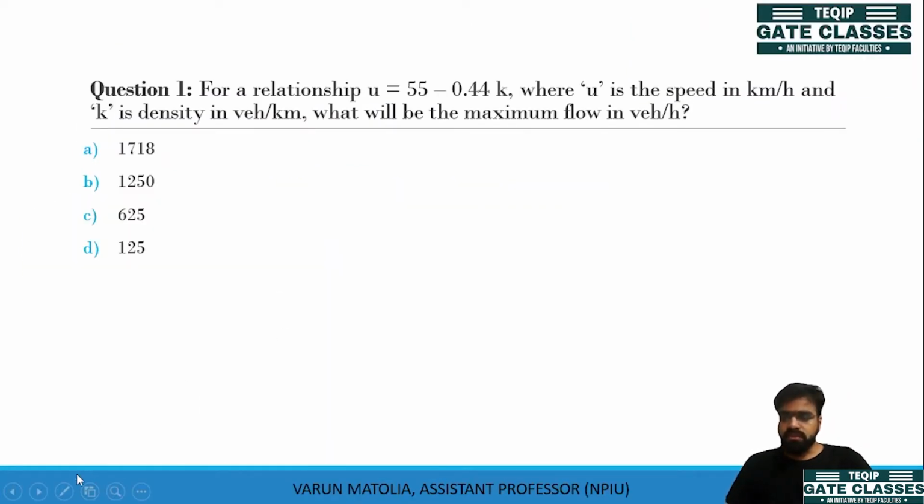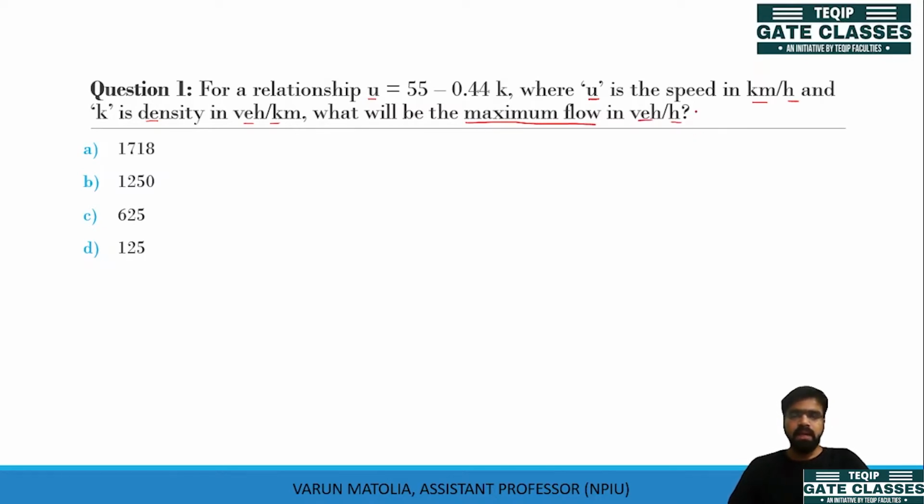So this is the first question. This question says, here is a relationship given. This relationship is u equal to 55 minus 0.44 times k. What is u? Here it is said that u is the speed in kilometer per hour. We have the k, which is density in vehicle per kilometer. Now this question wants us to find out the maximum flow value in vehicle per hour.